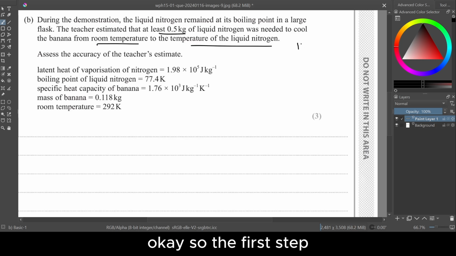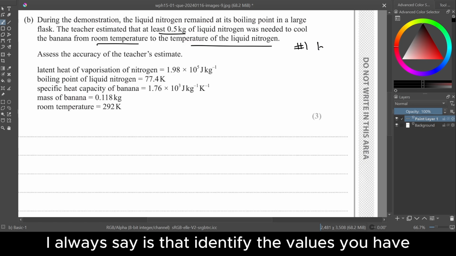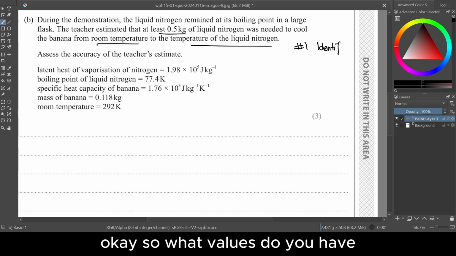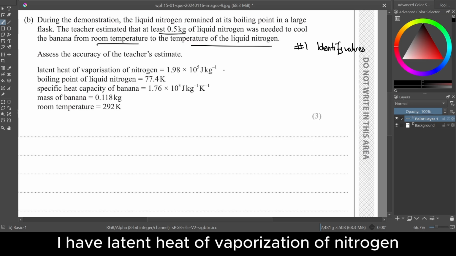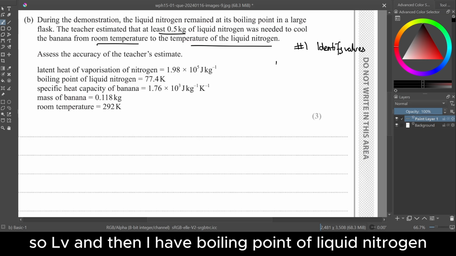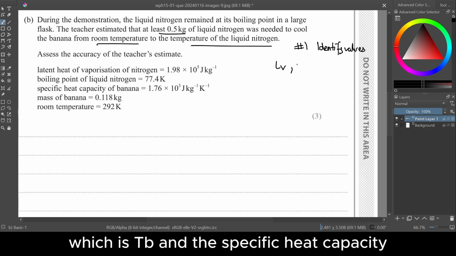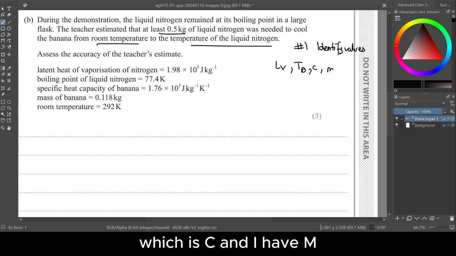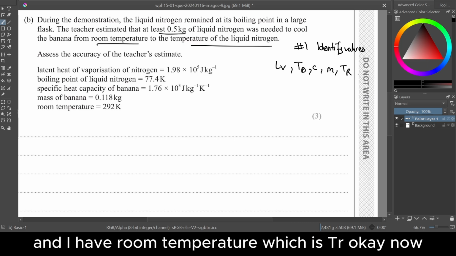Okay, so the first step I always say is to identify the values you have. What values do you have? I have the latent heat of vaporization of nitrogen, LV, and the boiling point of liquid nitrogen, which is TB, and the specific heat capacity, which is C, and I have M, and I have room temperature, which is TR.